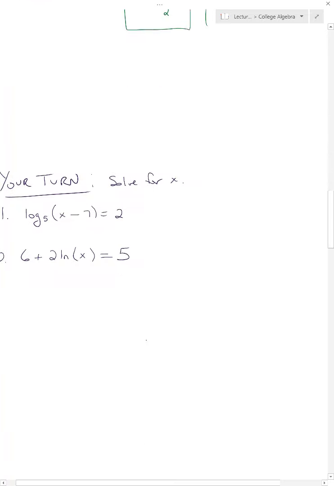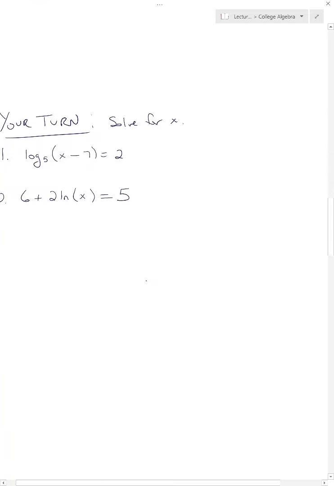All right, and so if you want to practice this on your own, I suggest you look at these two equations. We have log base 5 of x minus 7 is equal to 2, and we have 6 plus 2 natural log of x is equal to 5. In both of these equations, there's exactly one log, and the rest are constants. And so you can follow the steps from above.